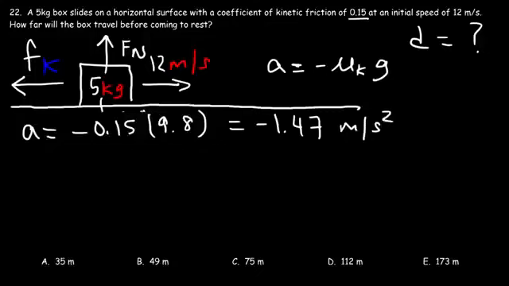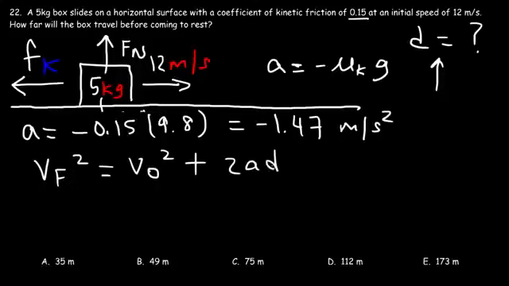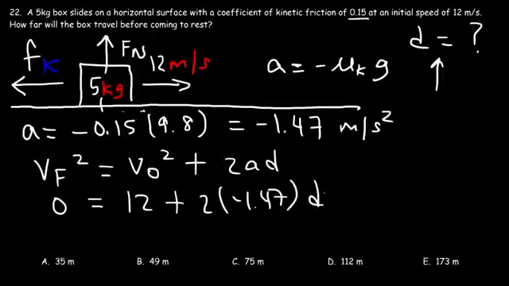So now we can use kinematics to calculate the displacement. We know the initial speed is 12, and because the box comes to rest, the final speed has to be 0. So we can use this equation. V final squared is equal to V initial squared plus 2AD. The final speed is 0. The initial speed is positive 12. The acceleration is negative 1.47. And now we can calculate D.